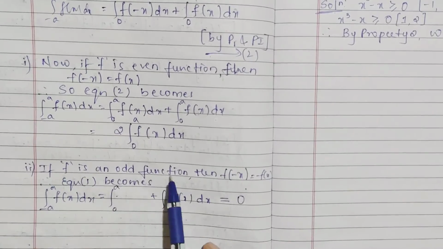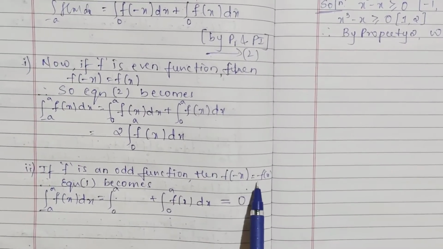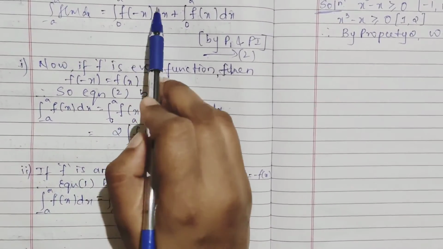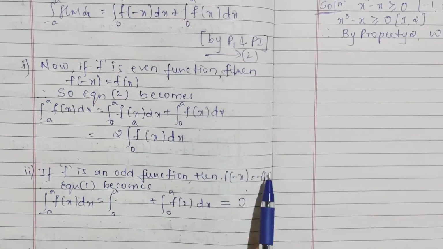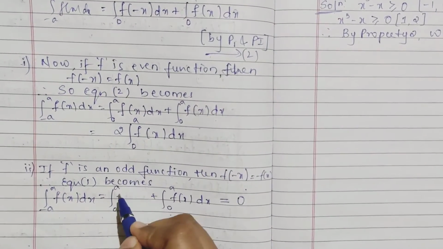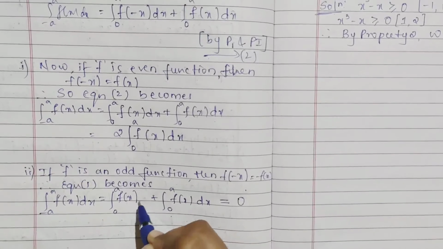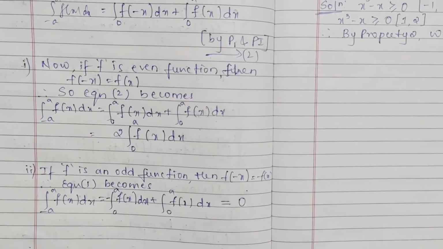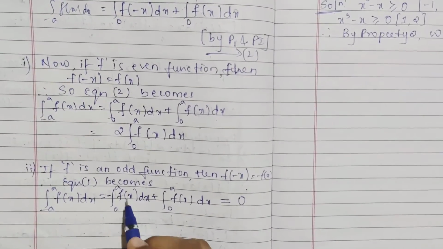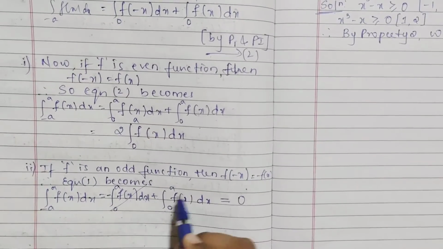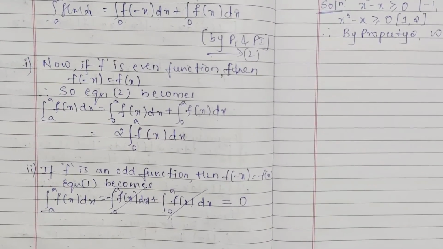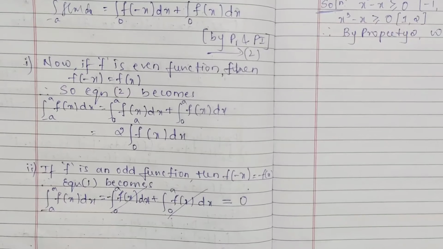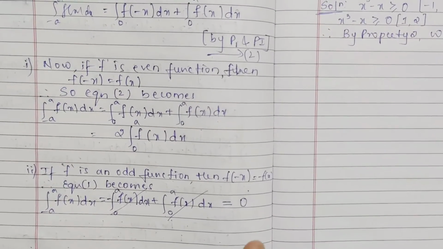Same for an odd function, what it tells, f of minus x is equal to minus f of x. So this f of minus x changes to minus f of x. So here it becomes what? f of x dx but with a minus. So you can see this is minus integral 0 to a f of x dx plus integral 0 to a f of x dx. So this gets cancelled and we are getting 0. So, these are the properties.